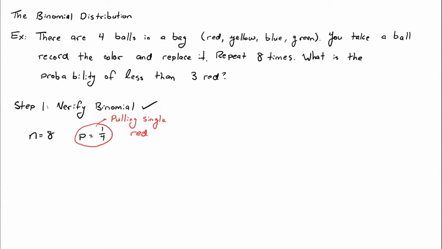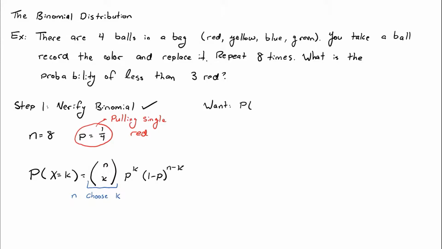The binomial distribution says the probability of a success occurring exactly k times is n choose k times p to the k times 1 minus p to the n minus k. This is n choose k. Your calculator has a button for it and I can help you find it, or Google can. We want to find the probability of less than 3 reds. Break this into exactly 0 reds, 1 red, and 2 reds. This is all the ways you can get less than 3.